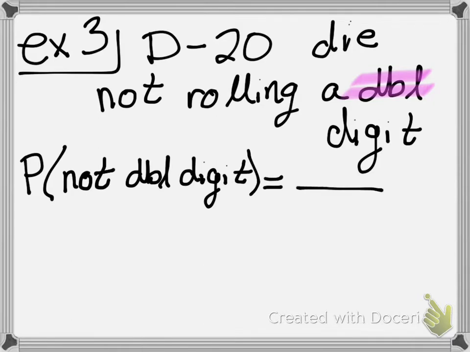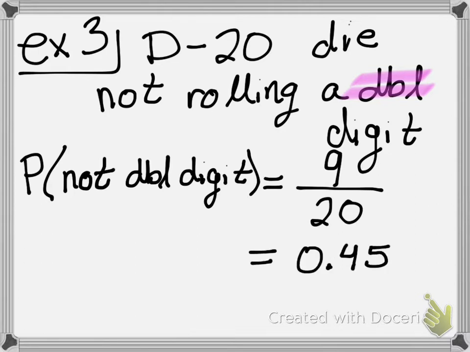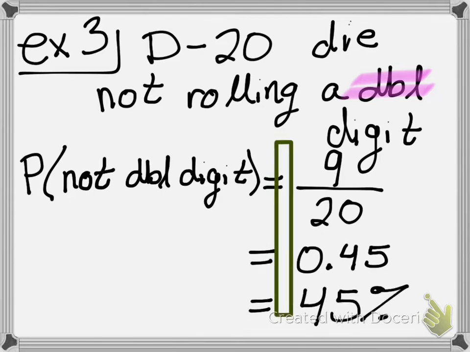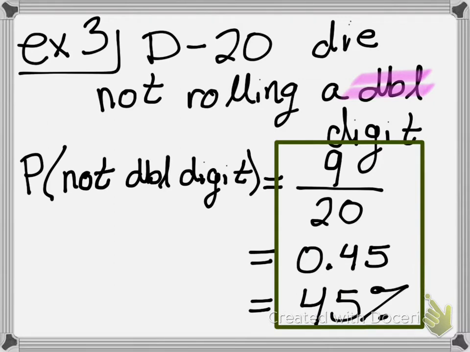Okay, so how many options are there total? It's a 20-sided die, so there's a total of 20 options that I could get when I roll this die. How many of them are not double digits? The only ones possible are 1 through 9. So there are 9 options. We cannot simplify that, so we can write the decimal or the percentage. Any of those options work.